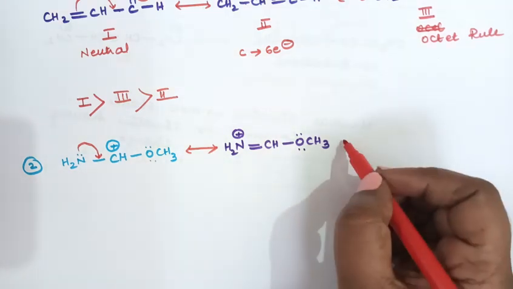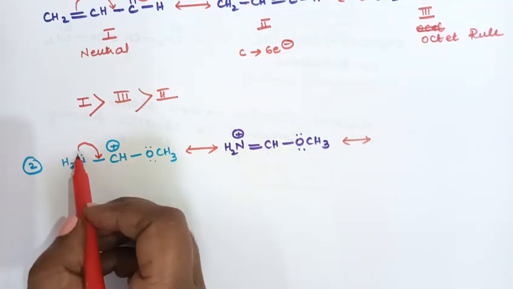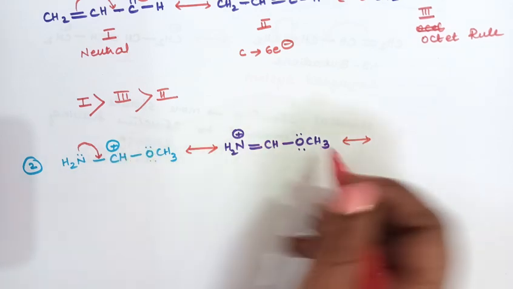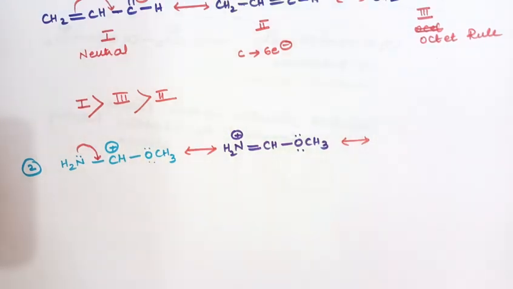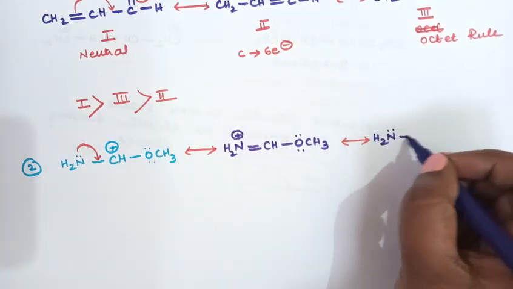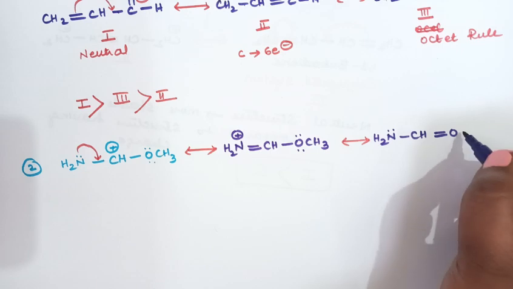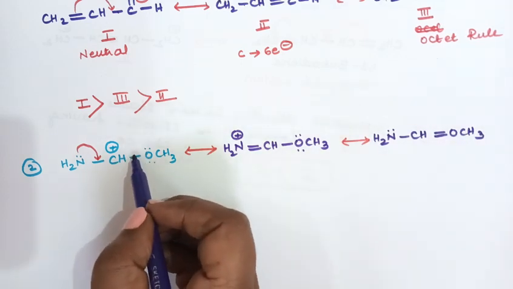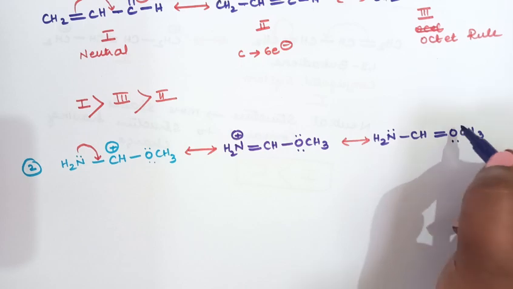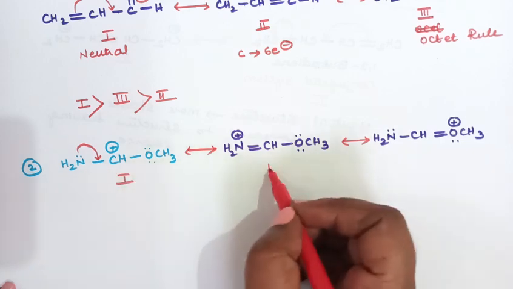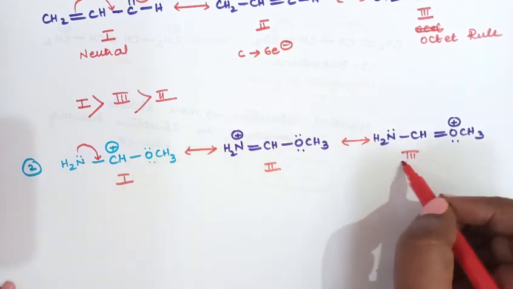Next, instead of this electron shifting, if this electron shifts here to this, it will be H2N CH double bond O CH3. So this bond we are shifting here, and here this will get the positive sign. So this is structure 1, this is 2 and this is 3.